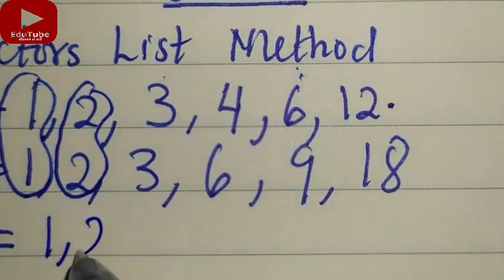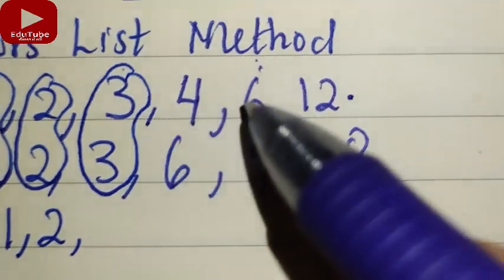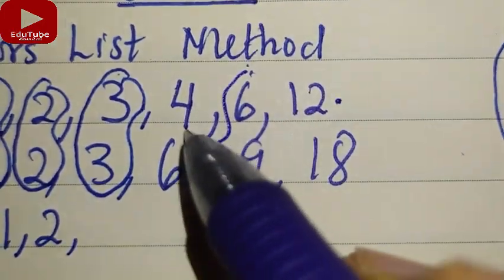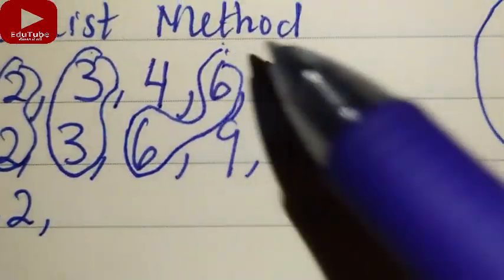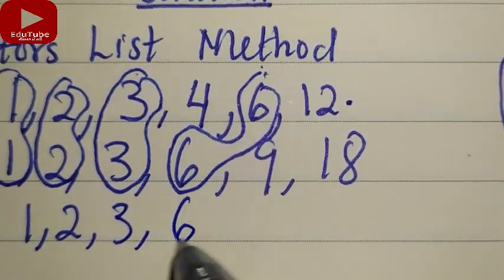So I'm going to write 1, 2, and then I have 3, and then I have 6, and that is all. So I have 1, 2, 3, and 6.